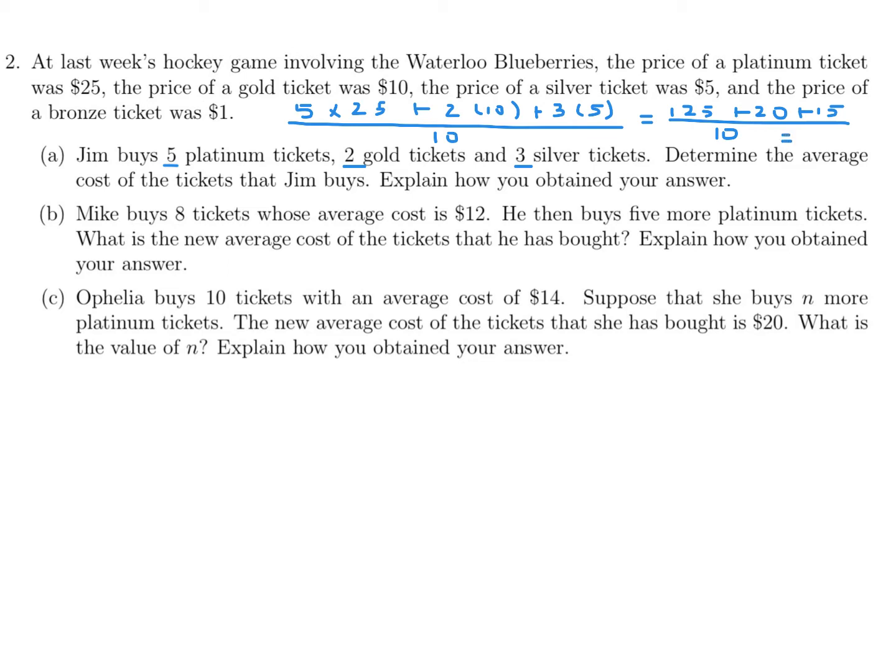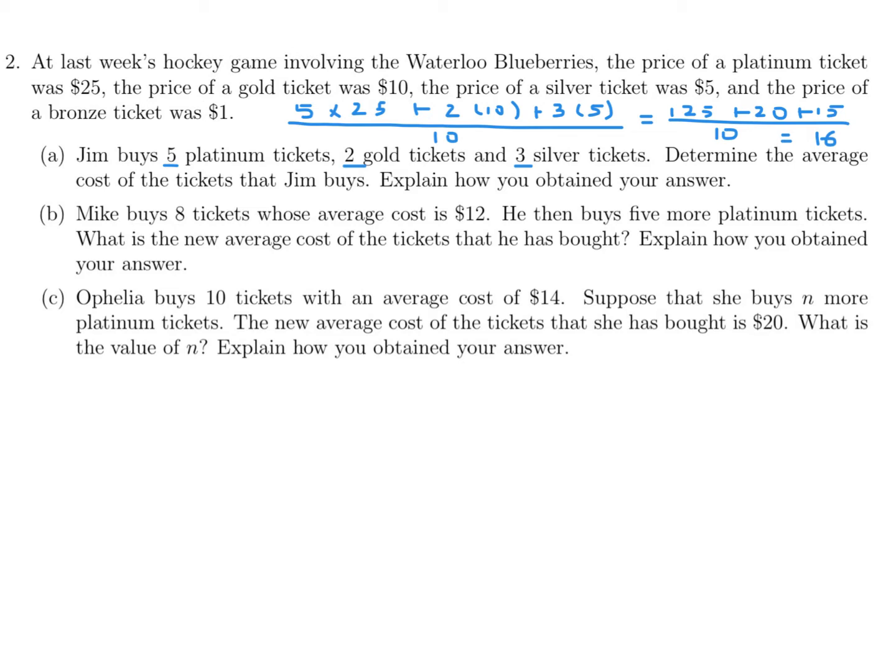And that looks to me like 160 over 10, so that would be 16. So $16 is the average cost of the tickets that Jim buys. Part B. Mike buys 8 tickets whose average cost is 12. He then buys 5 more platinum tickets. What is the average cost of the tickets that he has bought?